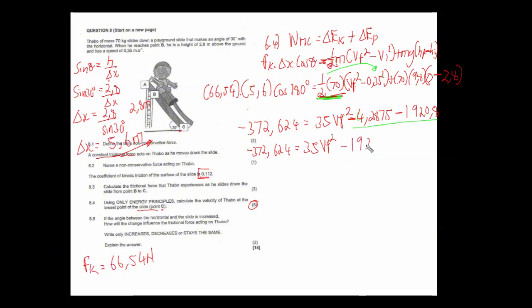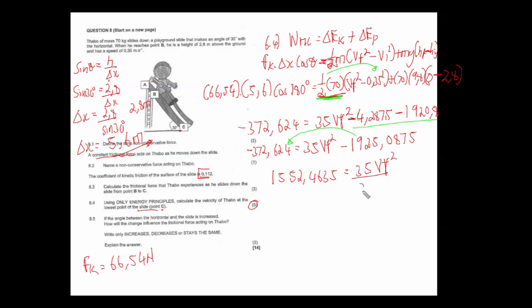Negative 1925.0875, of which you'll then need to transpose it over to the side. Remember, when it jumps over to the side, it changes the sign. The negative now becomes positive. So we're going to have negative 372.624, and then I'm just going to say plus 1925.0875. And then all of this will give us what? Will give us 1552.4635, which equals 35 VF squared.